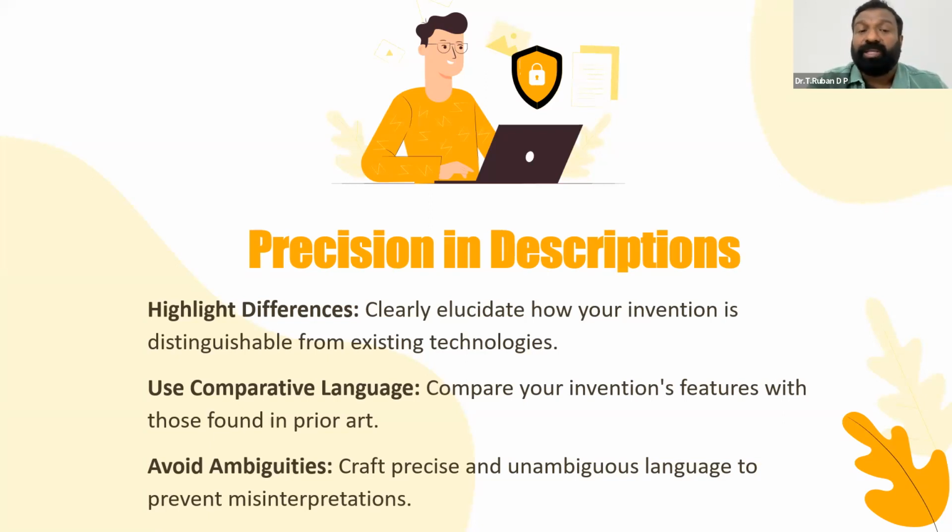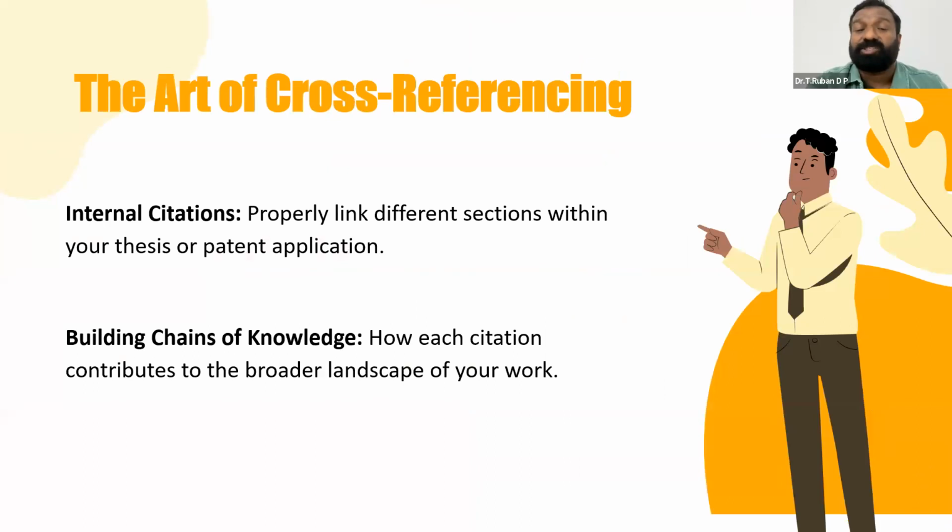And I add one more thing in the next slide, the art of cross-referencing. Here there are two essential threads, internal citations and building chains of knowledge. Imagine your document is a rich fabric. Properly link different sections using internal citation. It is like stitching the fabric together, ensuring that each part is seamlessly connected. This way, readers can navigate through your work with ease, exploring the different patterns you have woven.